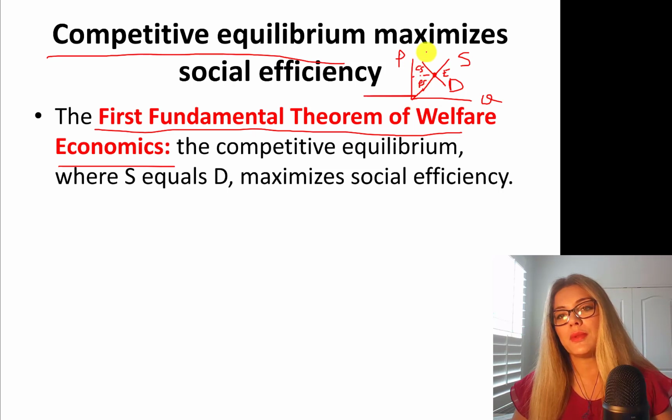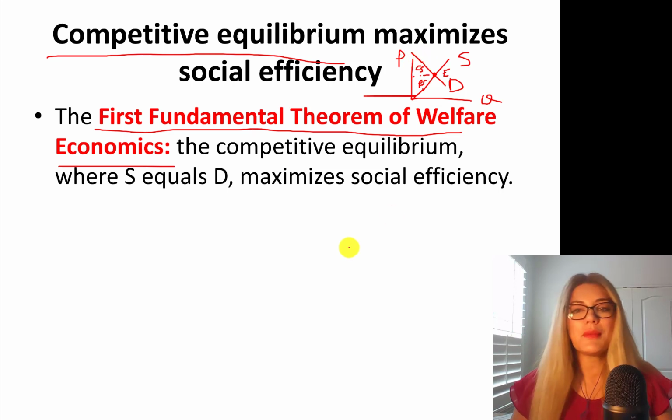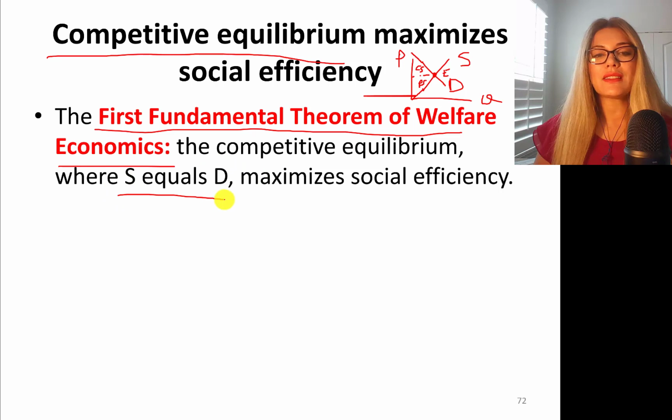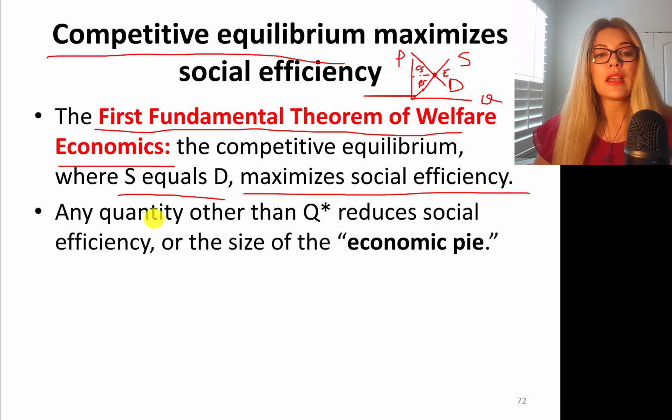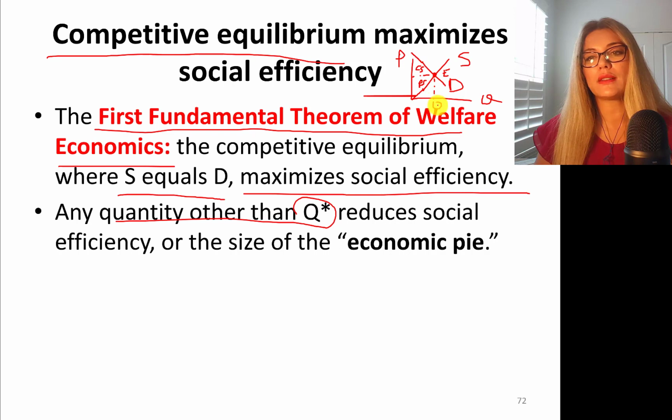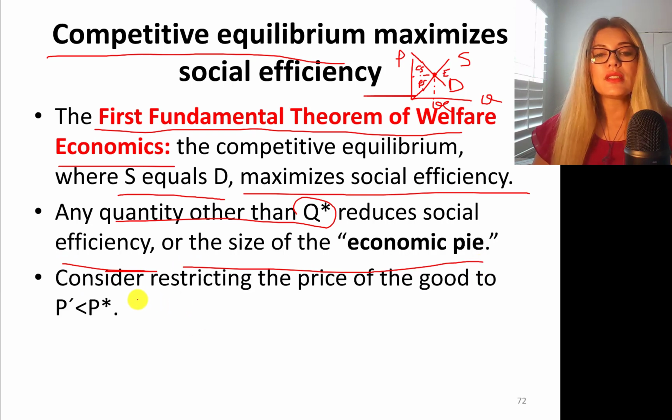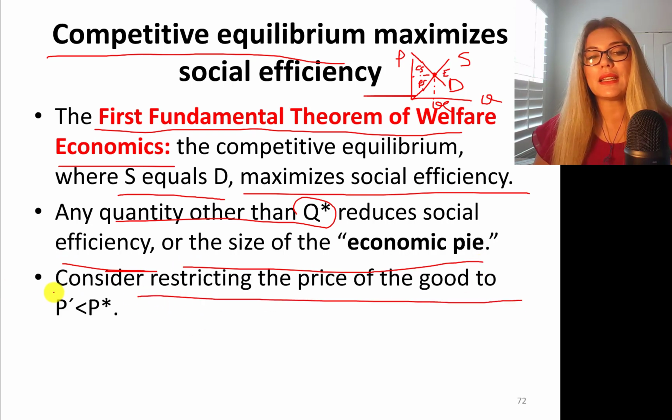Extend the supply and demand curves, okay? So the competitive equilibrium where the supply curve intersects the demand curve maximizes social efficiency. Any quantity other than Q star, the optimal level, this is the equilibrium quantity, reduces social efficiency or the size of the economic pie. So consider restricting the price of a good to P prime, which is like saying this is the maximum price you can charge.